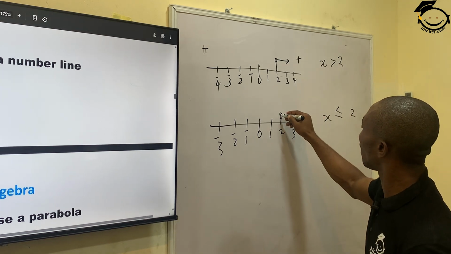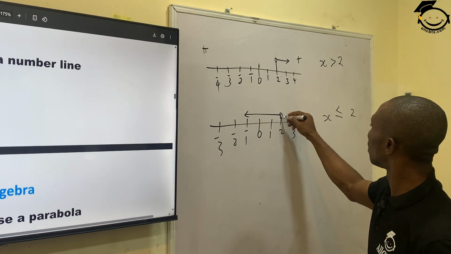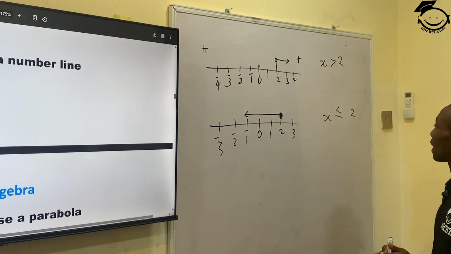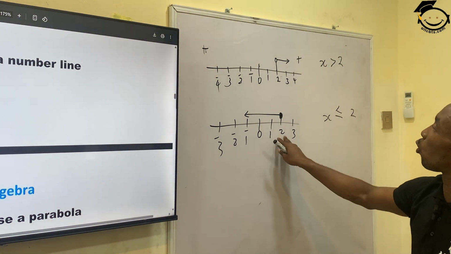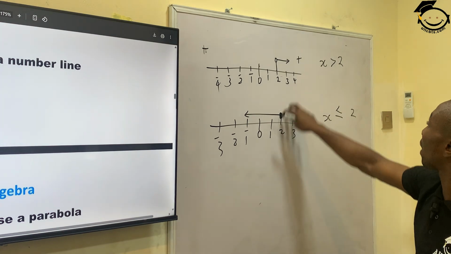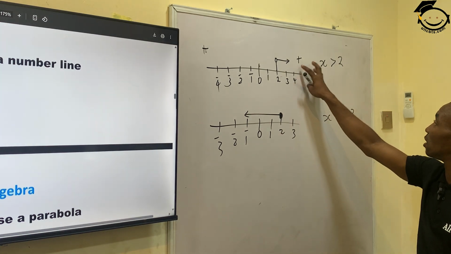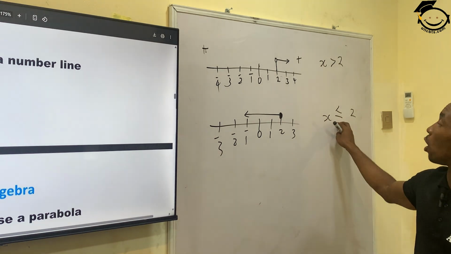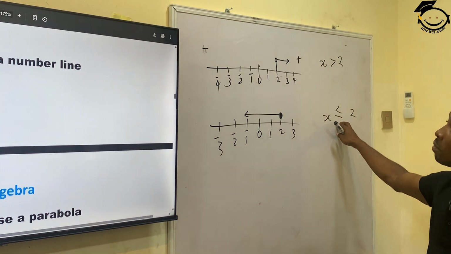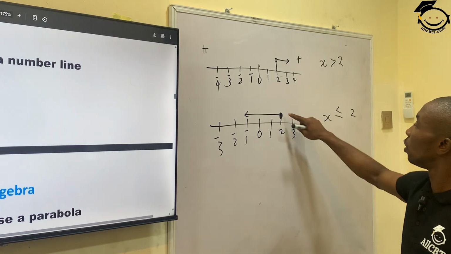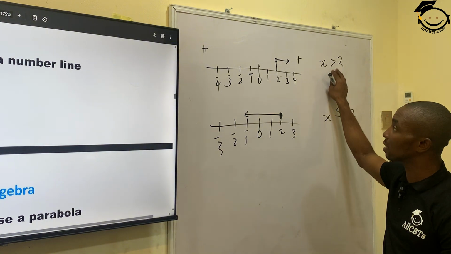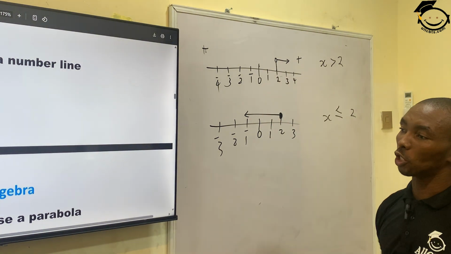From 2 here, this represents that x is less than or equal to 2, while this represents that x is greater than 2. For us to represent equal to or greater than in our inequality, it has to be shaded. While for the greater than alone or less than alone, it won't be shaded.